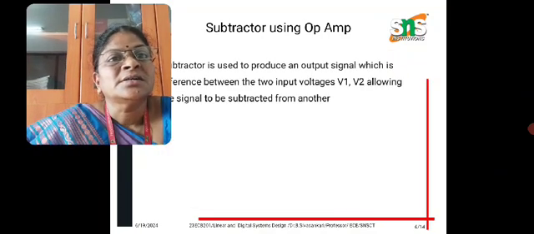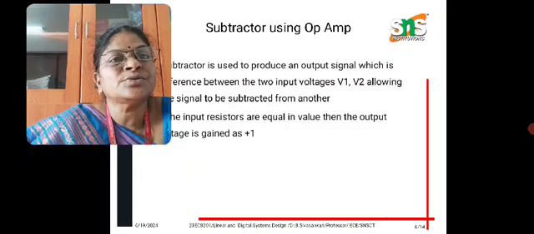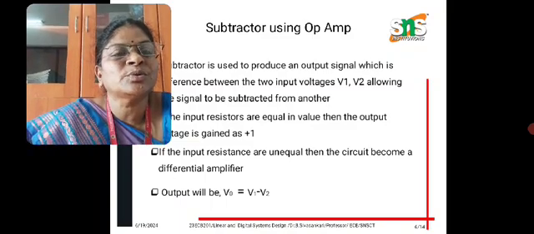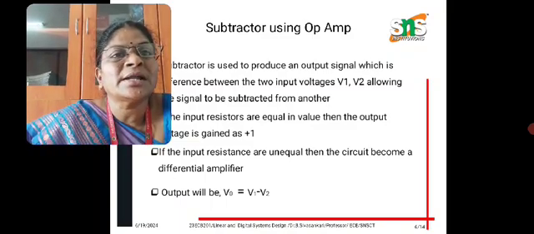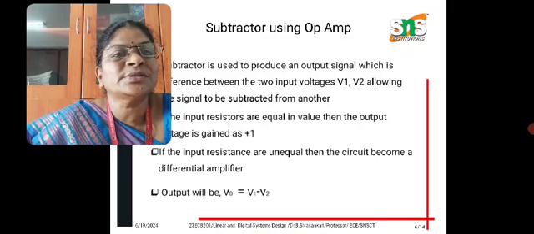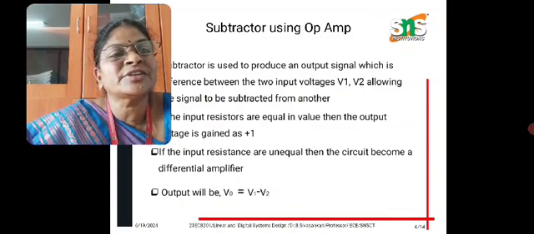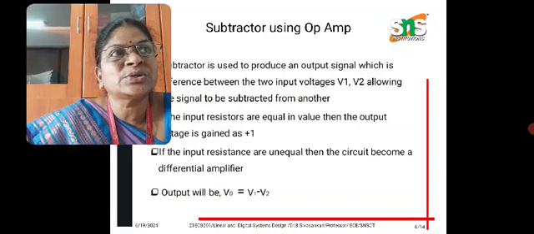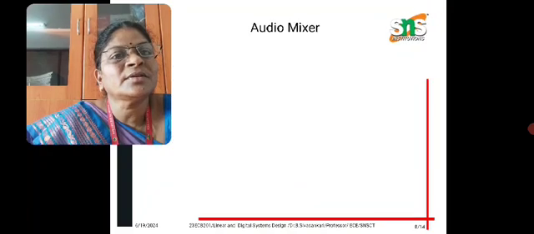So the subtractor is used to produce an output signal which is the difference between the two input voltages V1 and V2, allowing one signal to be subtracted from another. If the input resistors are equal in value, then the output stage gain is 1. If the input resistances are unequal, then the circuit becomes a differential amplifier. So the output will be V0 equal to V1 minus V2.